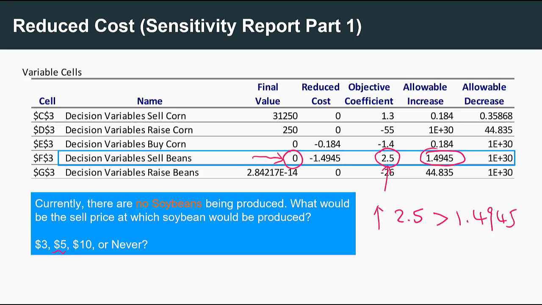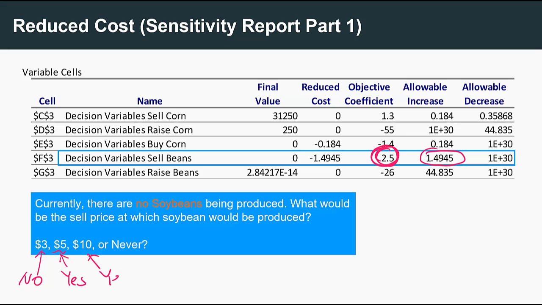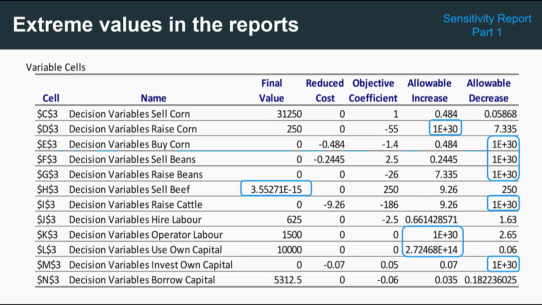So you should play with the Excel templates and try to change the objective function, the objective coefficient for this soybeans. Try to change this number to 3, 5, and 10 and see if what I have just explained is correct. So the answer here is: this one, no, so no soybeans will be produced. This $5, yes, and $10 is also yes. So that's the linkage between reduced cost, allowable increase, and the objective coefficient.